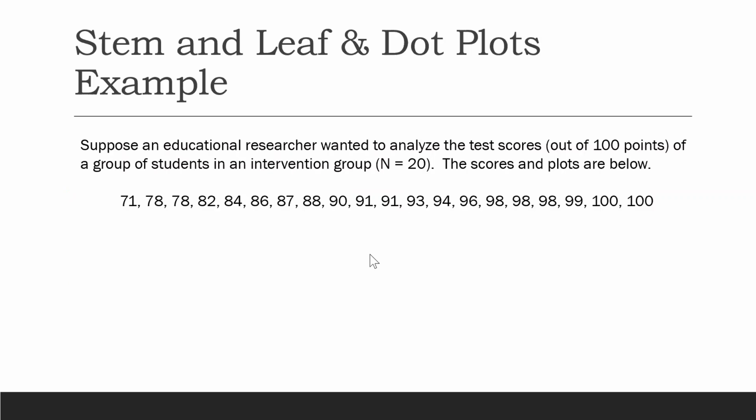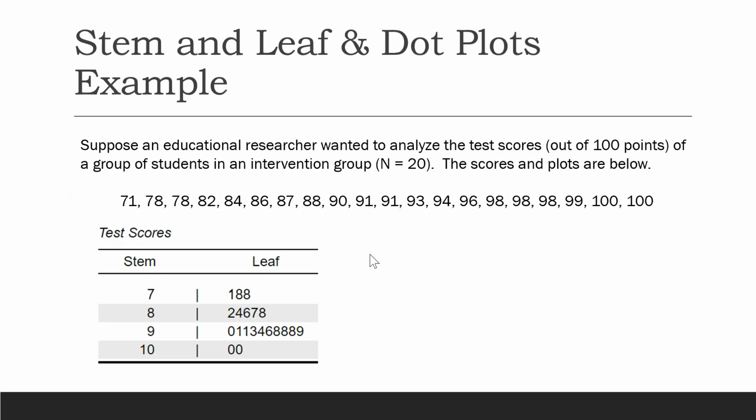Let's look at an example of each of these with a small data set with a sample size of 20. It says, suppose an educational researcher wanted to analyze the test scores out of 100 points of a group of students in an intervention group. These are the scores here. What we can do is make a stem and leaf plot, and we can make a dot plot. Here is an example of the stem and leaf plot.